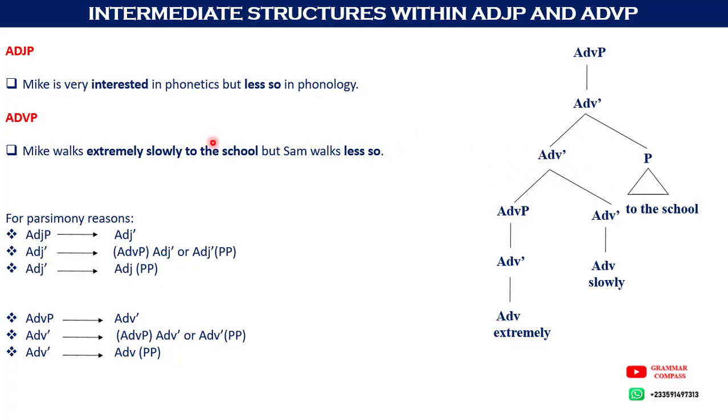So over here we have Mike walks extremely slowly to the school, but Sam walks less so. So the less so replaces slowly to the school. That is what we have here. And then the next bar level which the so targets is slowly. So we have Mike walks extremely slowly to the school, but Sam walks less so to the school. So the so targets slowly. That is why we have this AdV bar.